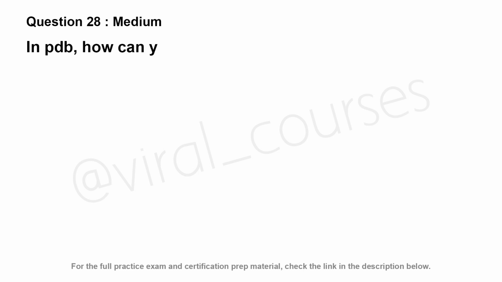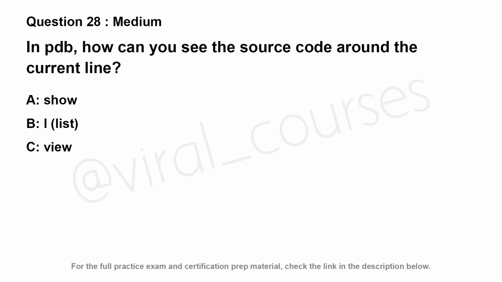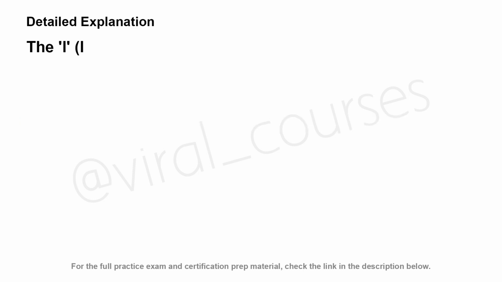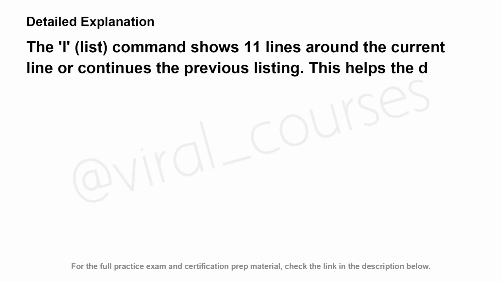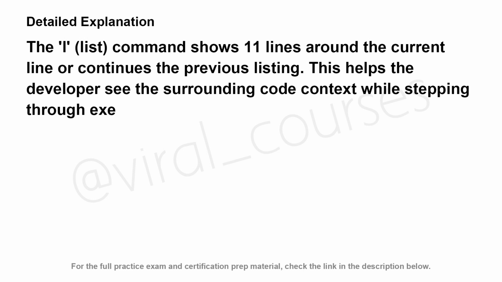In PDB, how can you see the source code around the current line? Option A, show. Option B, L, list. Option C, view. Option D, src. The correct answer is B. The L, list command shows 11 lines around the current line or continues the previous listing. This helps the developer see the surrounding code context while stepping through execution.